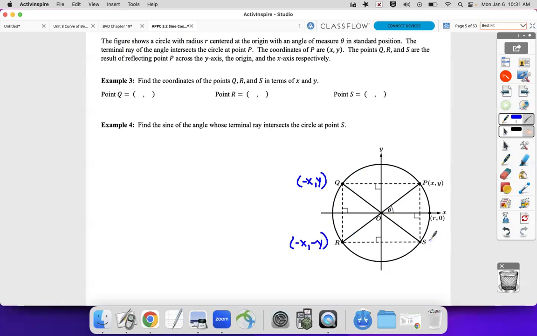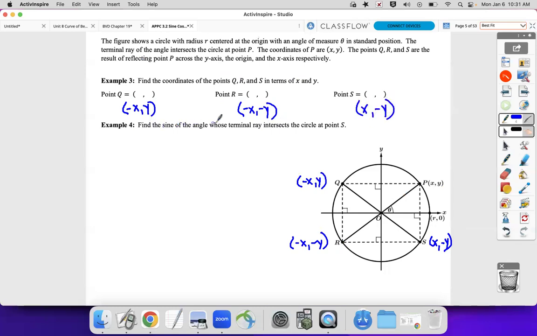And S is going to be a positive x and a negative y. Okay, so find the coordinates of points Q, R, S in terms of x and y. So Q is going to be negative x. I'm going to have to write it down here because I can't write that tiny. Positive y. R is going to be negative x, negative y. And S is going to be positive x, negative y.